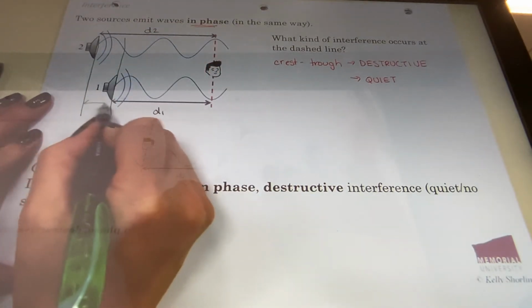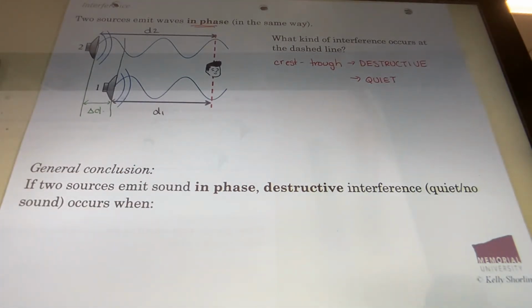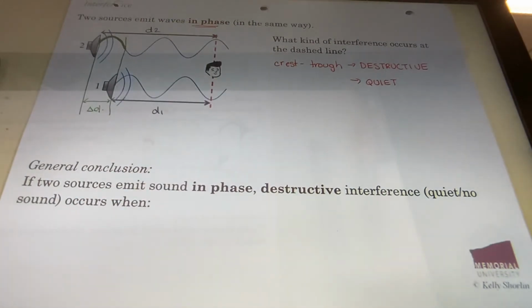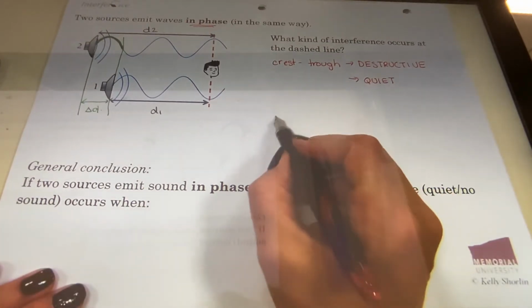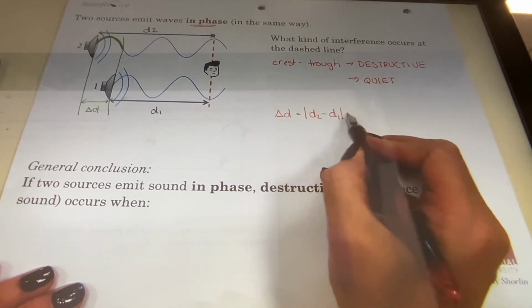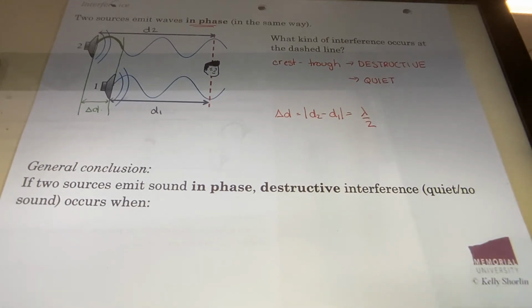So here's my delta D this time. What fraction of a wavelength do I have here? There's a half of a wavelength in that picture right here. So when my waves start in the same way, if the path difference is off by a half of a wavelength, we're going to get destructive interference. So I've got delta D equals D2 minus D1 equals lambda over 2, giving me destructive interference.